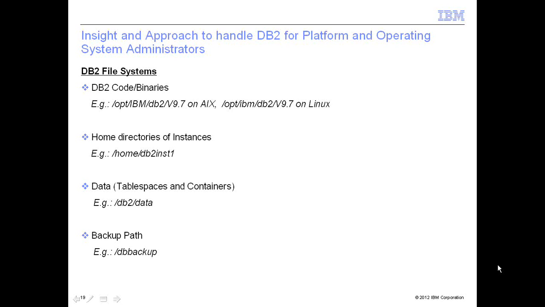Moving on to slide number 19. Some of the file systems that you see here is the code. Code is usually sitting on /opt/IBM/DB2/V9.7 on AIX and similar on Linux. Home directory of instances, which looks like /home/db2inst1 by default. You may have your own home directories.